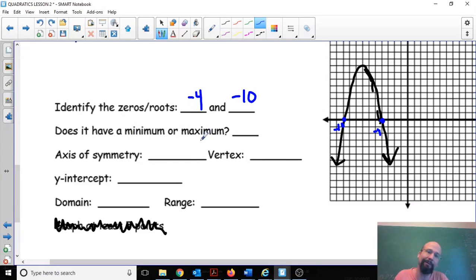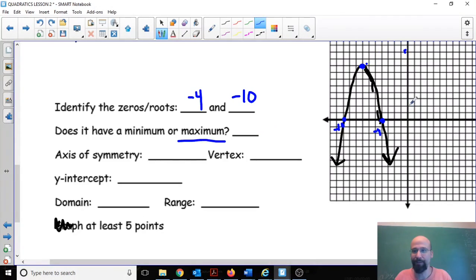So does it have a minimum or a maximum? It goes down forever, right? That's what the arrows mean, that it goes down till infinity. So that means it must have a maximum. So it has a maximum. So that maximum point is right here. And this is the vertex.